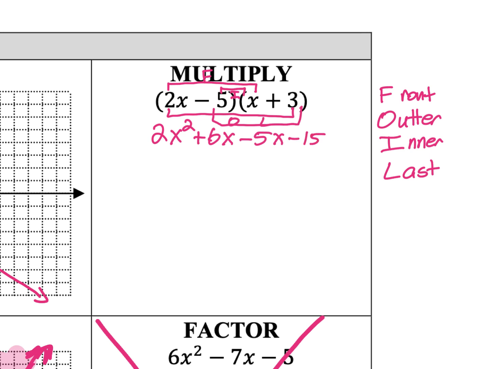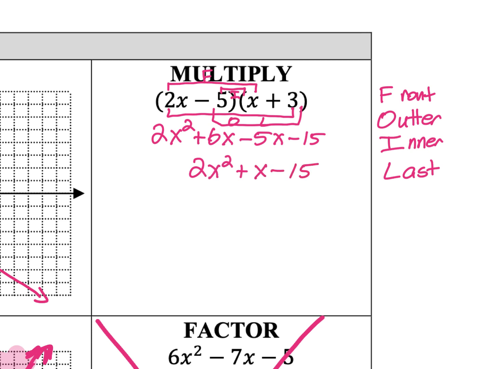Once you do this process, oftentimes, you are going to have terms that you're going to combine because they're like terms. This would not combine because it has a squared on it. And this would not combine because it does not have an x. So we have 2x squared, 6x minus 5x is 1x, or I can just put x, and then subtracting 15.